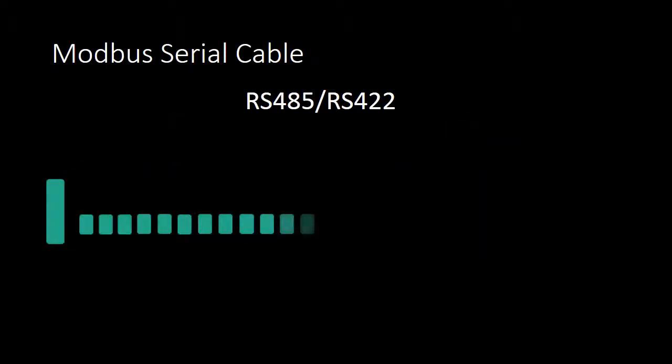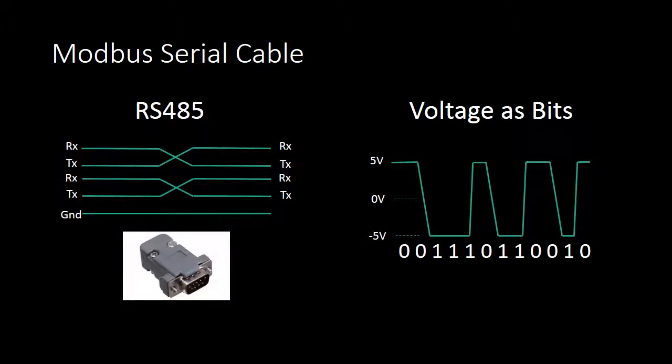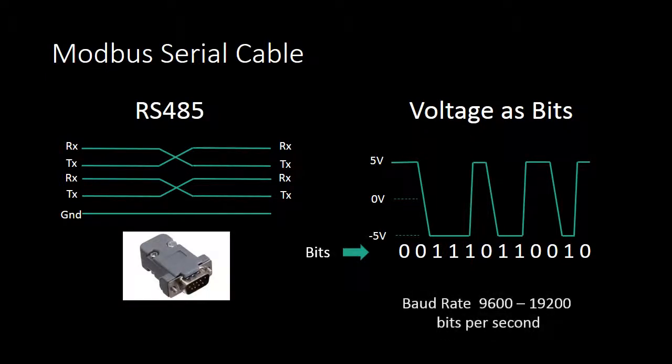RS-485 is the common standard used, as it can connect 32 different devices at a distance of up to 1200 meters. The data is sent as a series of 1s and 0s, called bits. Each bit is sent as a voltage. 0s are sent as positive voltages, and 1s as negative. The bits are sent very quickly, usually 9600 bits per second.